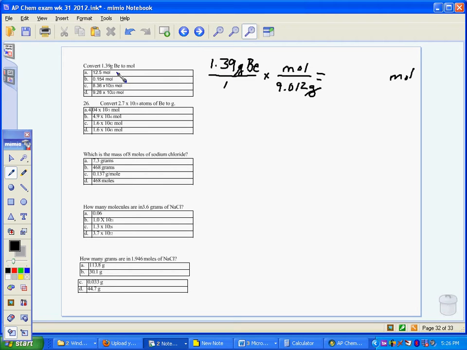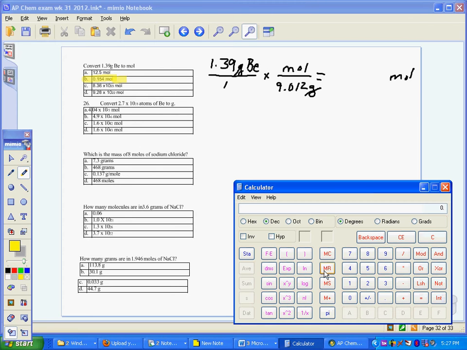Now, we don't have to actually go through the math in this, because as you can see, none of your answer choices would match except for this one. You know that you're going to get a number that's less than 1. But we'll go ahead and do it anyway. 1.39 divided by 9.012 is going to give me 0.154 moles.